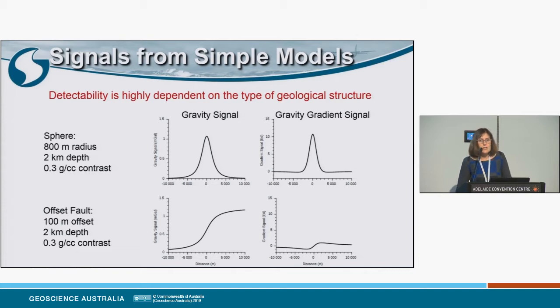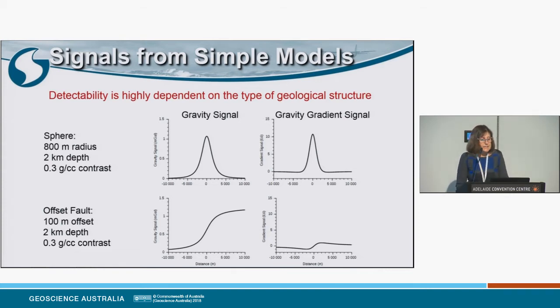Just a side note here that detectability really depends on what type of geological structure it is you're looking for. So, for instance, a sphere, like we saw in the volume from the inversion of the Cowering data, which in this example, an 800-meter radius sphere at 2 kilometer depth has about a 1 milligal signal. Very detectable. It has about a 10 eotvos signal, so also very detectable with an AGG system.